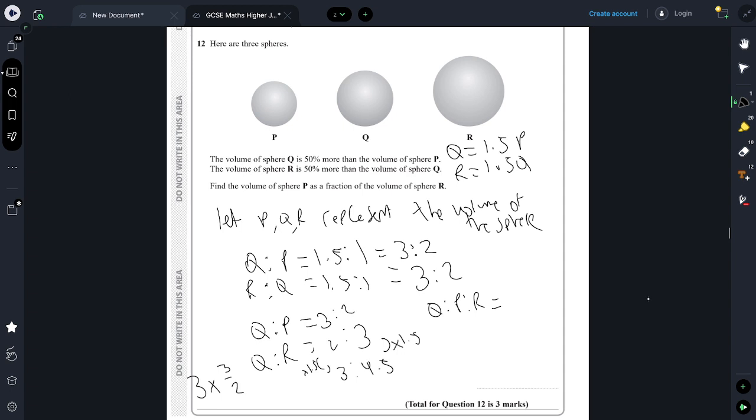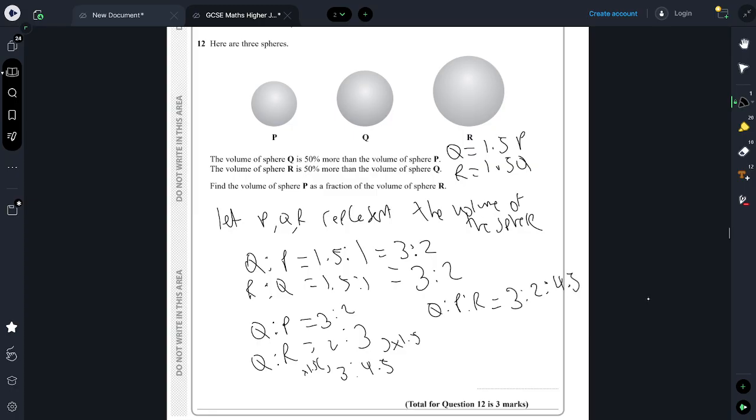Which you should be able to work out is 4.5. So if everyone's sure with the decimals, there we are. So now we can combine them together, right? So Q is 3 on both of them. So now we can literally combine them. So Q is 3, then P we know is 2, and then R we know is 4.5.